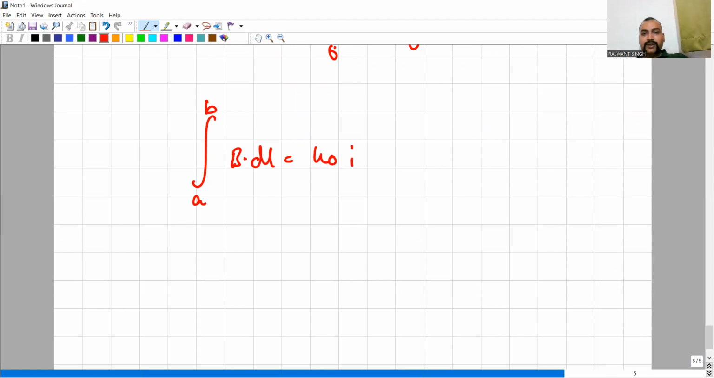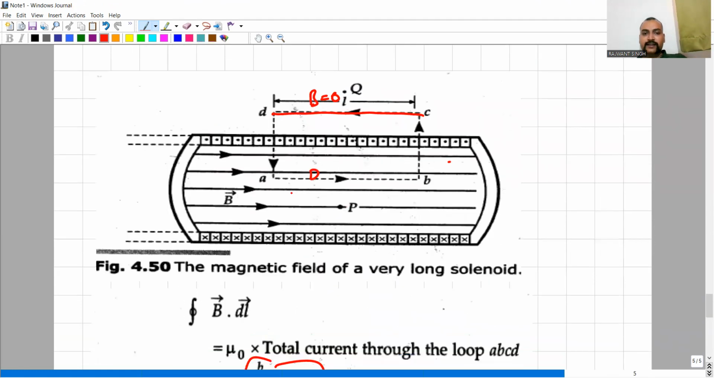Now, A to B, as you can see in the diagram, represents this length, the actual length of the solenoid itself. If you integrate this small segment AB along the axis of the solenoid, you will end up with the total length. This is what you'll get, the total length L.